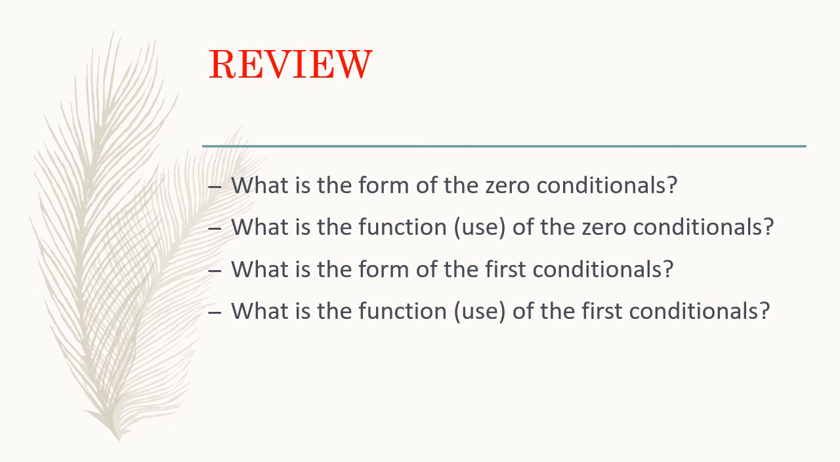So third review question, what is the form of the first conditionals? Or what is the pattern? So still you have if clause plus main clause, but you have to be specific. We have if plus subject plus the simple present form of the verb, comma, subject plus will plus base form of the verb. Okay? That is the pattern of your first conditionals.